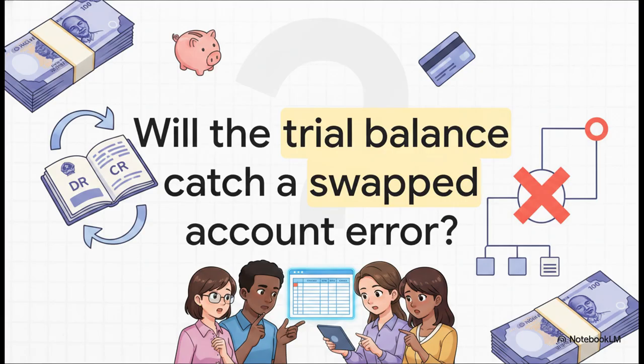But what if the accountant messes up? What if they mistakenly record a debit to bank 112 and a credit to cash 111? They totally swapped the accounts. Will the trial balance catch this error? The answer is absolutely not.